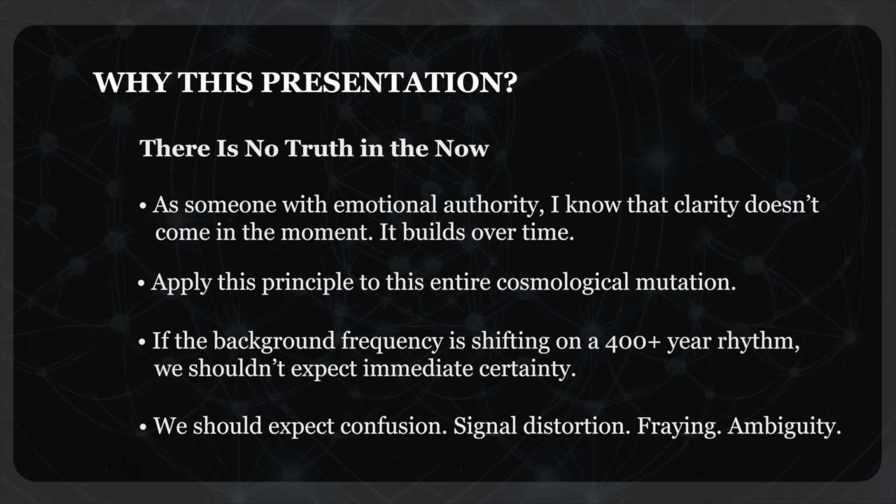As an emotional being, there's no truth in the now. And so I think this should be applied to this whole system. We're talking about a 400-year mutation process. We're talking about a 26,000-year cycle. We want to take our time with this. None of this is going to happen right away. It's not like we're all going to wake up on February 14th, 2027, and say, whoa, we're in a different world. It's already happening. But that is an inflection point, so we want to be aware of it.